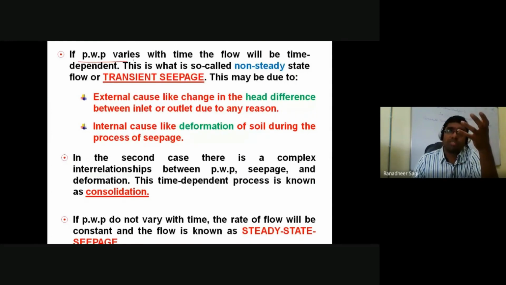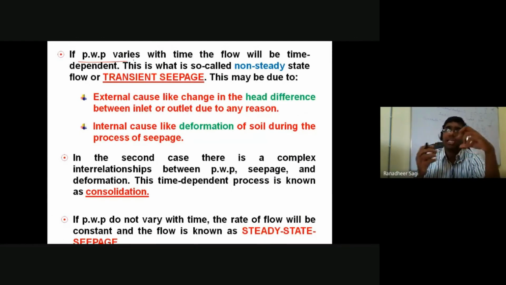Consolidation related problems means you'll have some external loading. Let's say I have a sponge which has some void spaces which are completely filled with water. If I try to apply some force on it to squeeze it, what am I going to see? If I squeeze the sponge, through the interconnected void path, the water starts coming out.